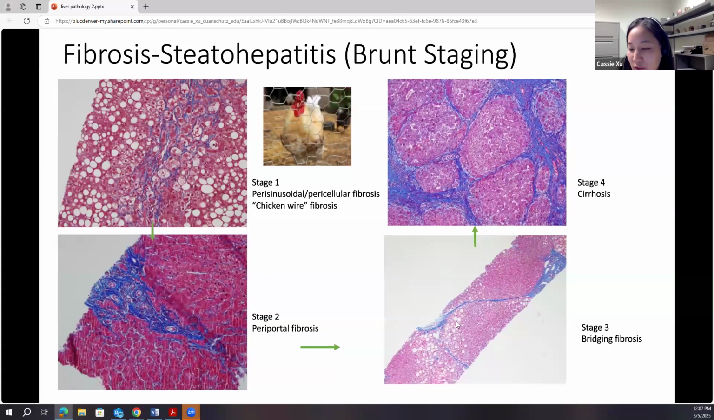Stage 3 is bridging fibrosis, where you have a bridge of fibrosis extending either from the portal tract to the central lobular areas or between portal tracts. And finally, stage 4 is cirrhosis, where we have bridging fibrosis all around developed nodules. In steatohepatitis, the nodules in cirrhosis tend to be pretty regular, small nodules.